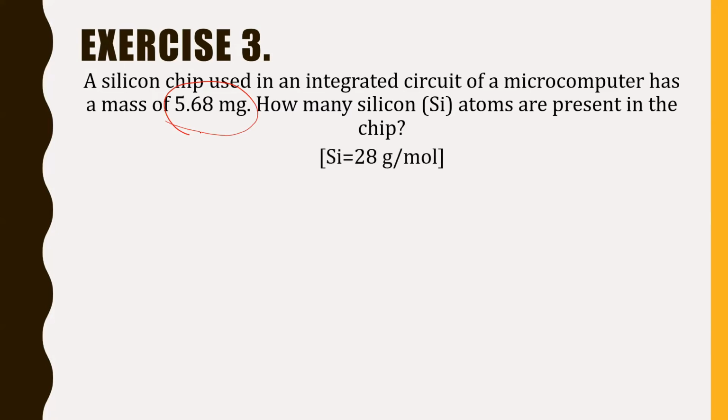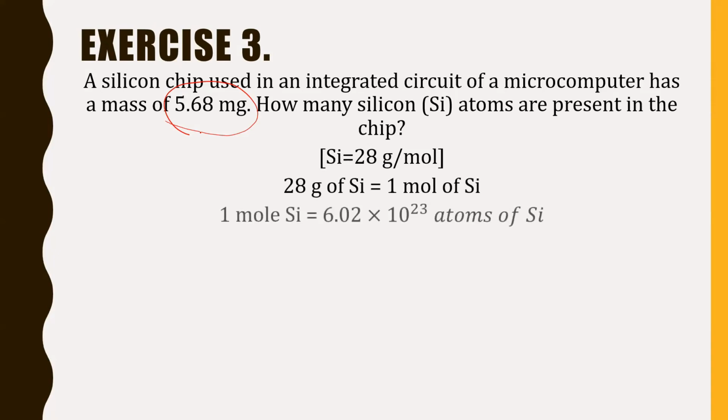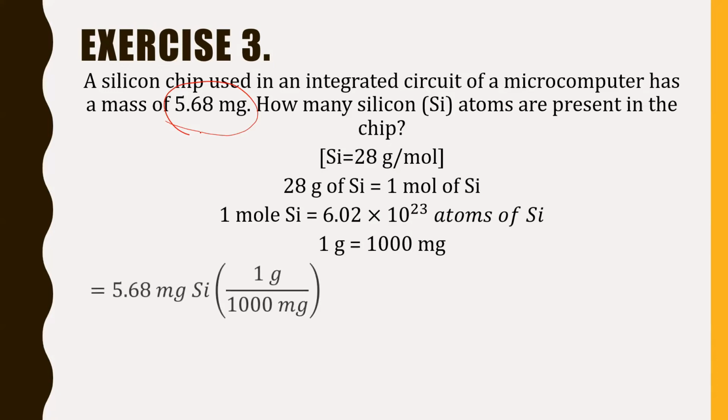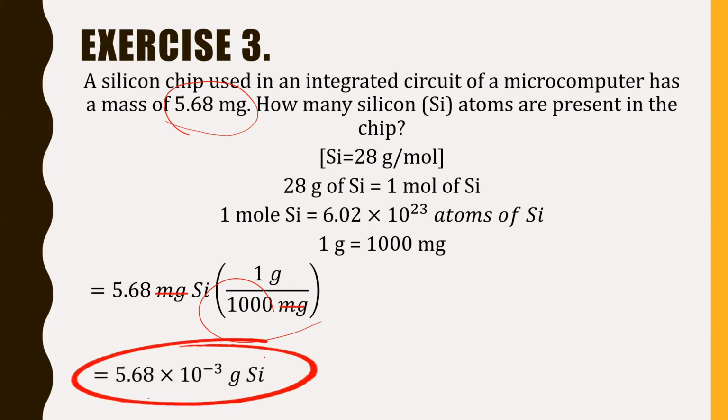Again, we will involve the atomic weight in this problem, and of course, the Avogadro's number. And remember, for every 1 gram, there are 1,000 milligrams. So to convert 5.68 milligrams of silicon, we just divide it by 1,000 milligrams. So that's one and that one. Now we have 5.68 times 10 raised to negative 3 grams of silicon.